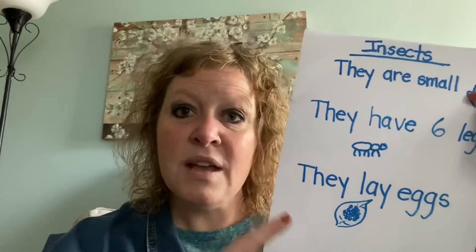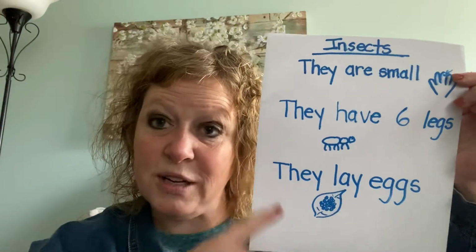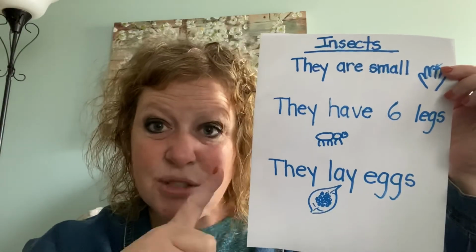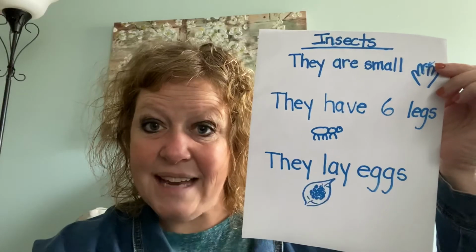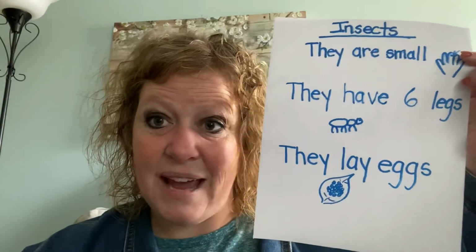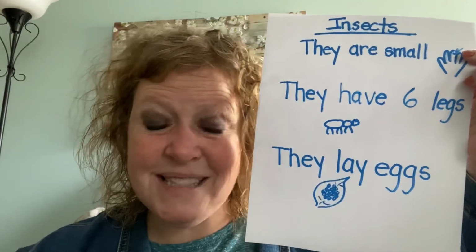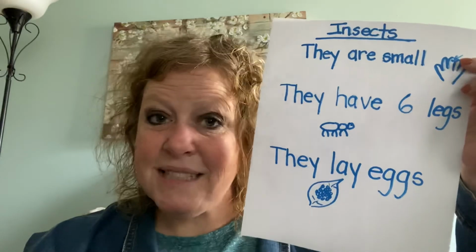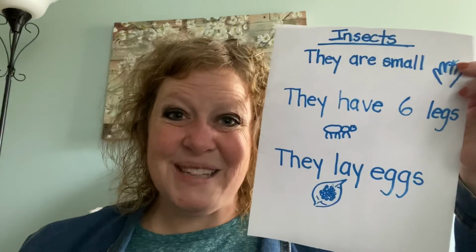So these are the 3 things that you need to know in order to make sure a little critter that you see, a little bug that you see, is in the insect group. They are small, they have 6 legs, and they lay eggs to have their babies. Okay, so keep an eye out for some insects today. If you see any, draw me a picture, take a picture, send me a video talking about them. I can't wait to hear what you do with it today, okay?